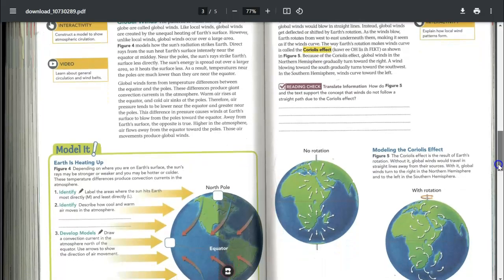Because of the Coriolis effect, global winds in the northern hemisphere gradually turn toward the right. A wind blowing toward the south gradually turns toward the southwest. In the southern hemisphere, winds curve towards the left.